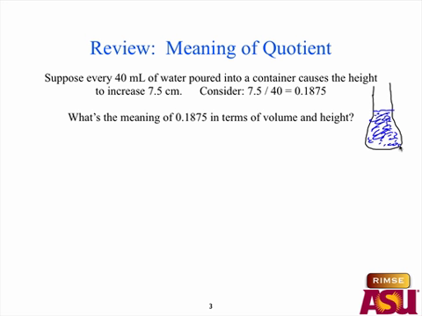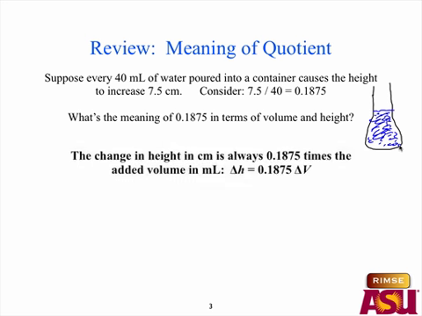Does that make sense? Do you see that the volume and height in this container right here couldn't be related by this 0.1875? Do you see? But starting here, if I start adding 40 milliliters or 20 milliliters, starting at this point in the container, the change in volume and the change in height are related by 0.1875. Do you see? That was what your reflections were talking about. Okay, so the change in height is always 0.1875 times the added volume.